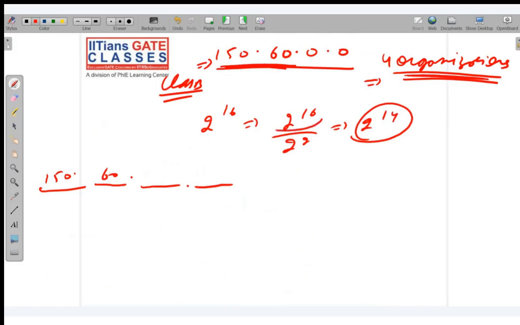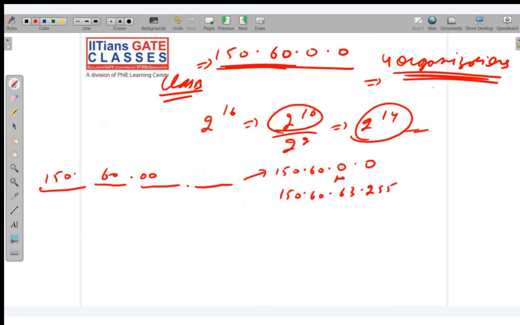But we want 14. So these 2 bits will be fixed as 0 0 for the first organization. Till what point will we go? 150.60.0.0 to 150.60.63.255. Please let me know if anybody is having any doubt. Why 63? Here this octet is 6 ones, and 6 ones is nothing but 63. Yes, sir. Now for the next organization, I will add 1, it will become 0 1. So simple. You are just borrowing 2 bits here.